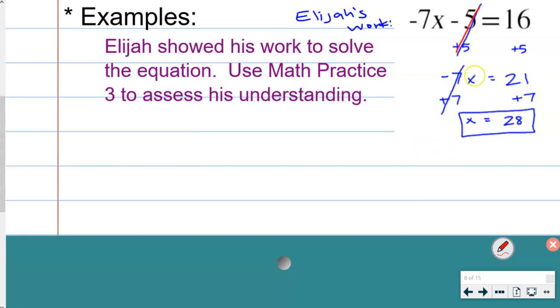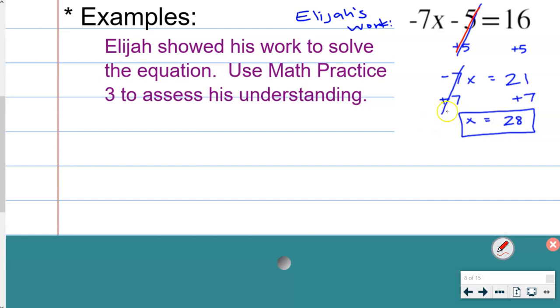You see a -7 in x equals 21. Perfect. -7x equals 21. So how did he undo the -7? Nadia? He did. He added 7. Is that the right thing to do?